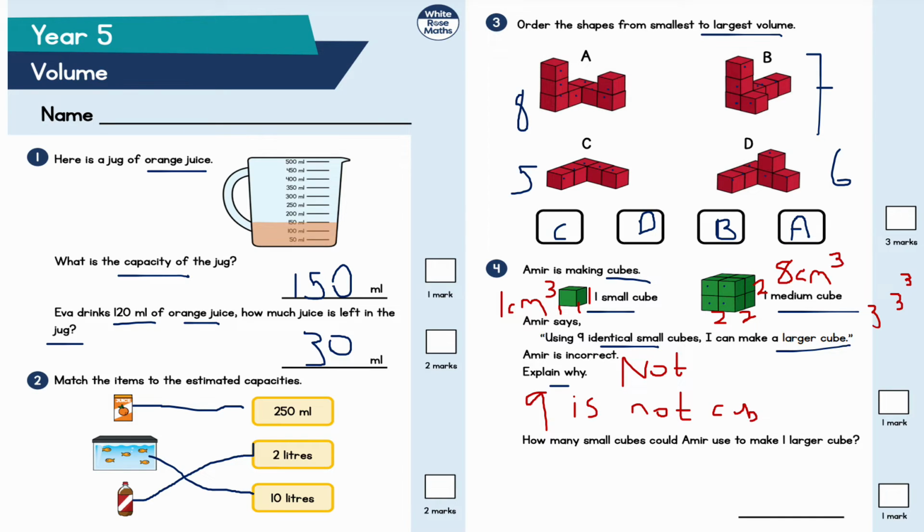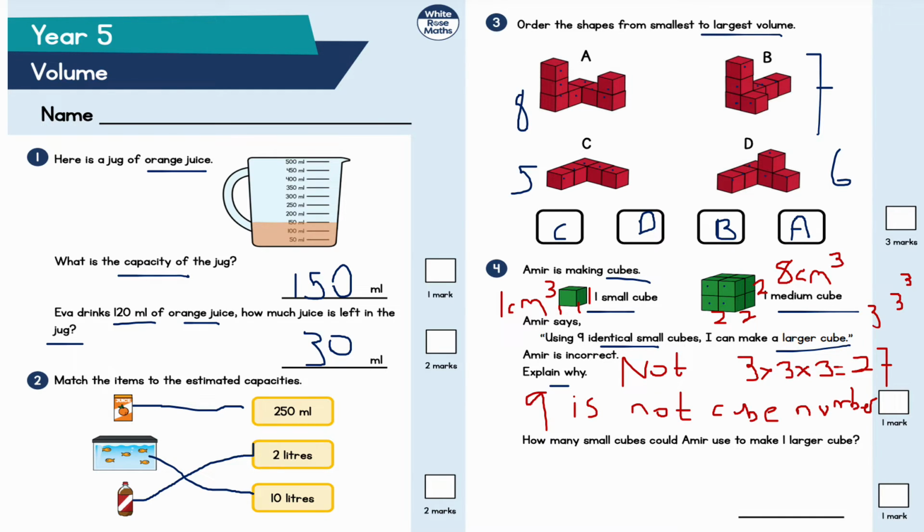It comes down to the idea that if I cube something, I'm timesing it by itself twice. So I'm doing 3 times 3 times 3. I can't make a cube out of 9 cubes because 9 is not a cube number. If you're not sure what that means, it might be worth Googling what is a cube number if you're still unsure what a cube number is.